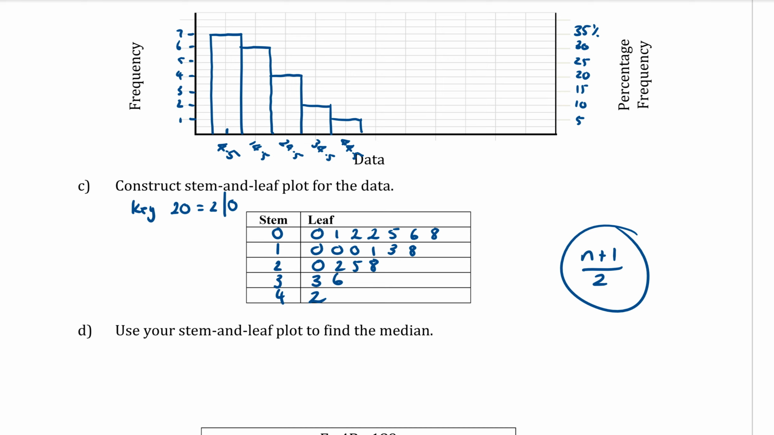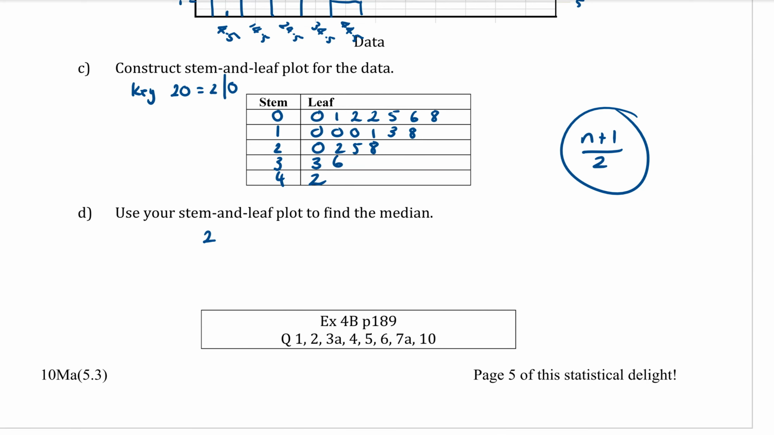Okay, so how many scores are in this stem and leaf here? How many scores are in this stem and leaf? 20. So I want to go 20 plus 1 over 2, which is going to equal 10.5. That is not the median. That is the position of the median. It means that I need to find the 10th and the 11th score.